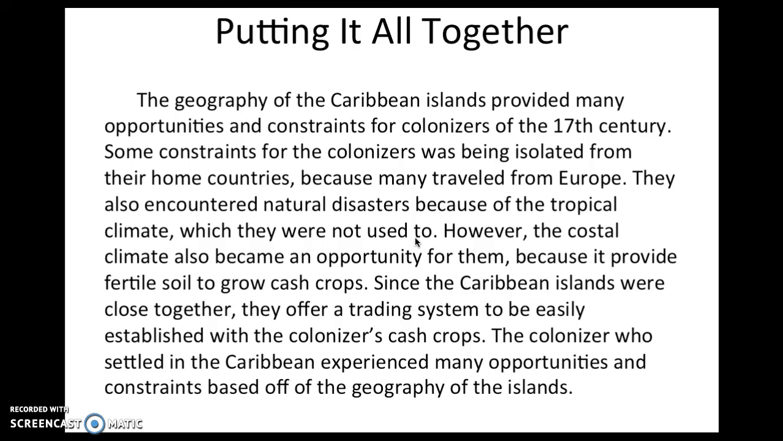Since the Caribbean islands were so close together, they offered trading systems to be easily established with the colonizers' cash crops. The colonizers who settled in the Caribbean experienced many opportunities and constraints based off the geography of the islands. And that is how you can write a successful paragraph using the paragraph writing model.